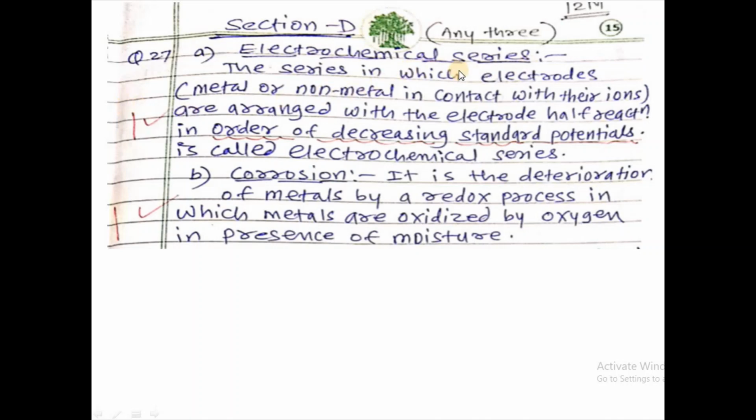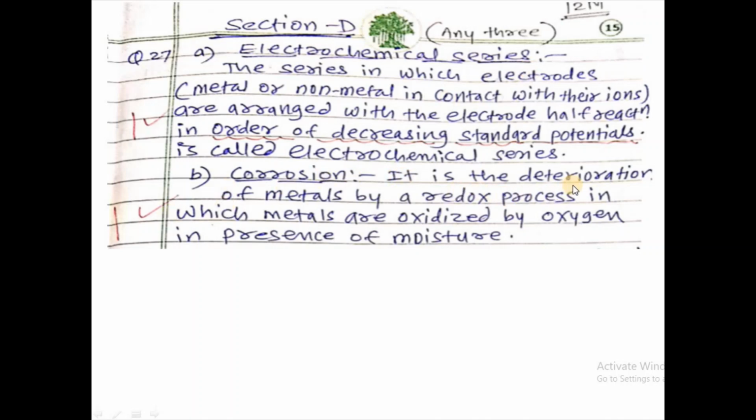Electrochemical series: the series in which electrodes, metals or non-metals, in contact with their ions are arranged with the electrode half reaction in order of decreasing standard potential is called electrochemical series. That means electrodes are arranged in the decreasing order of standard potentials. These standard potentials are nothing but reduction potentials, decreasing order of reduction potentials. It is known as electrochemical series.